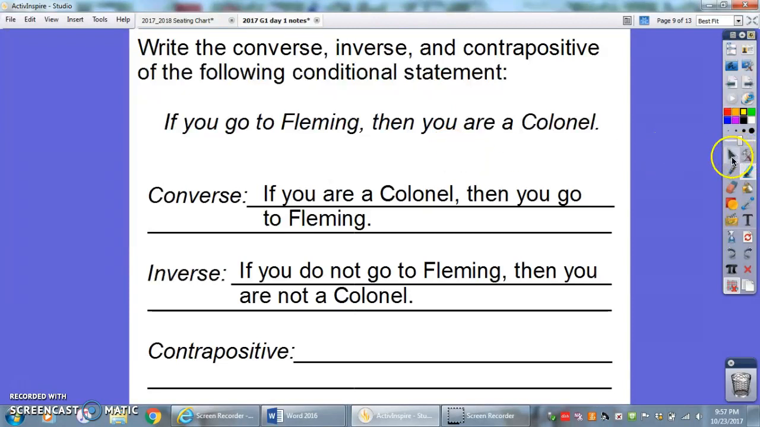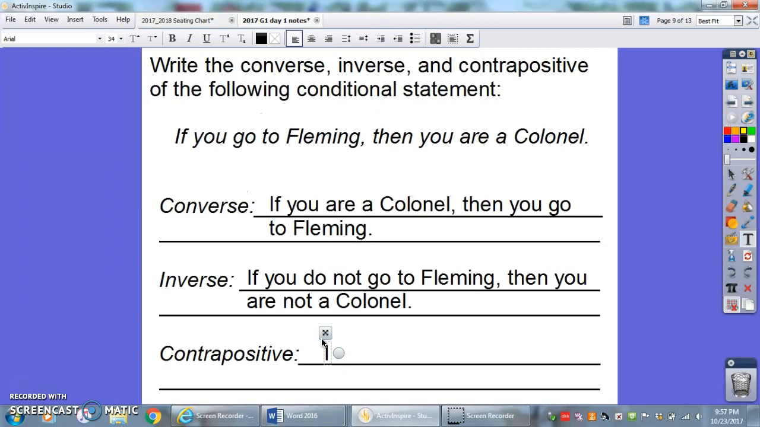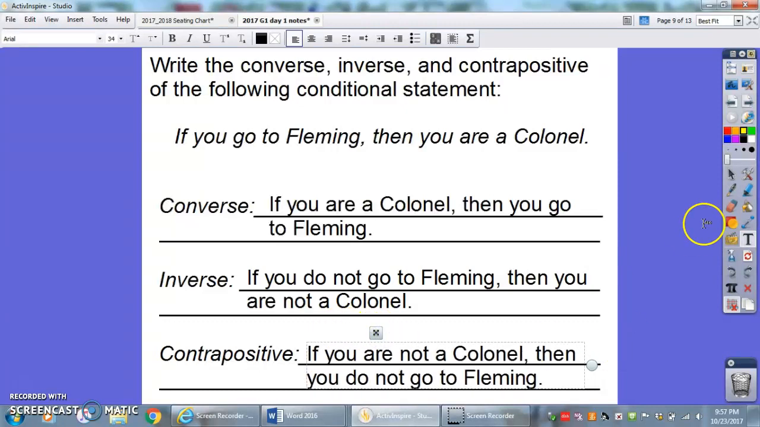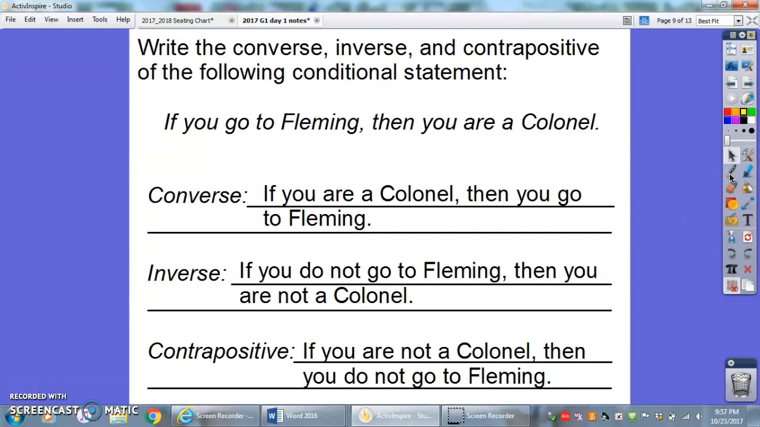The last one's the contrapositive, which will have to change the order and negate it. So I'm going to have to start with if you are a kernel, but add the not in there to negate it. Then I would say you go to Fleming, but I would have to negate it. Then you do not go to Fleming. Alright, and that's it. Converse, inverse, and contrapositive.